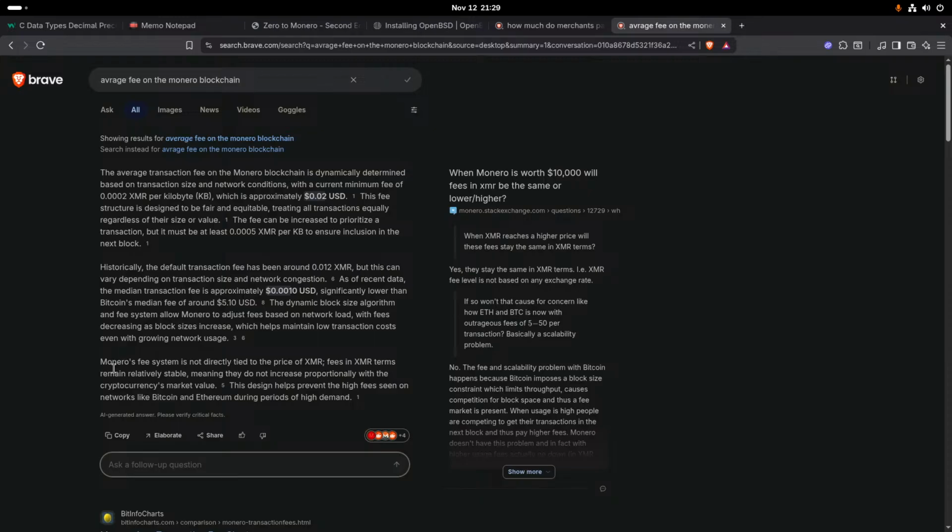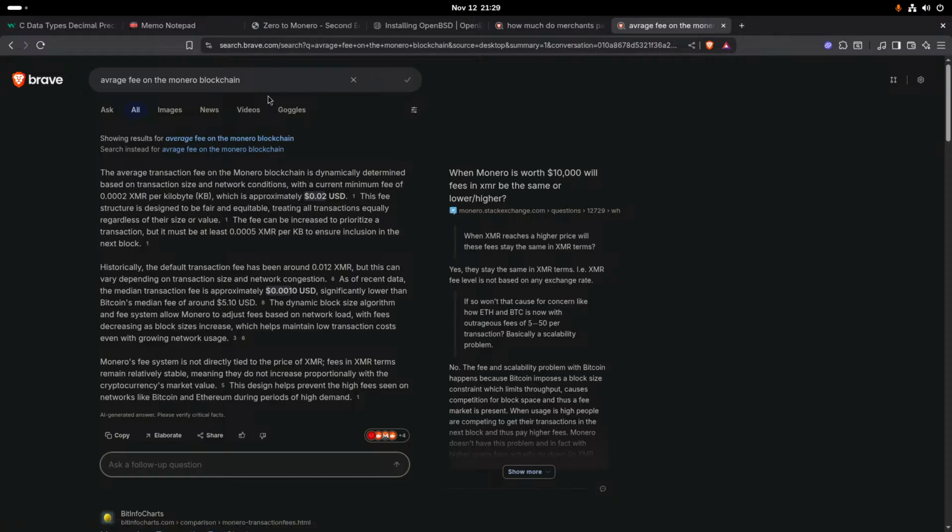As of recent data, the median transaction fee is about... Bitcoin's median fees are $5.10. Fuck you, Bitcoin. The dynamic block size algorithm and fee system allows Monero to adjust fees based on network load, with the fees decreasing as block size increases, which helps maintain low transaction costs even with growing network usage.